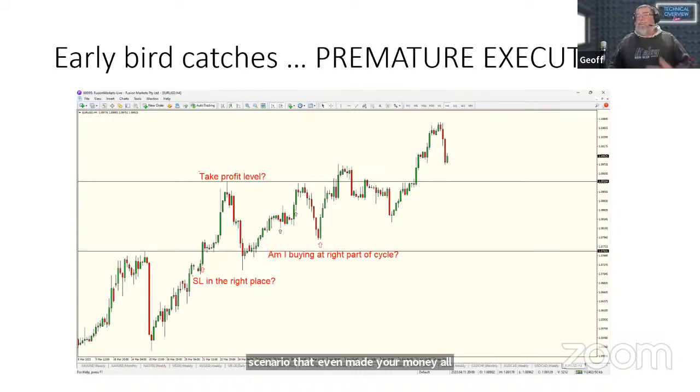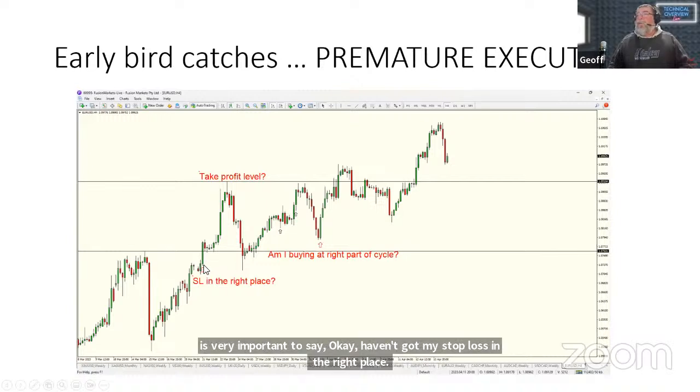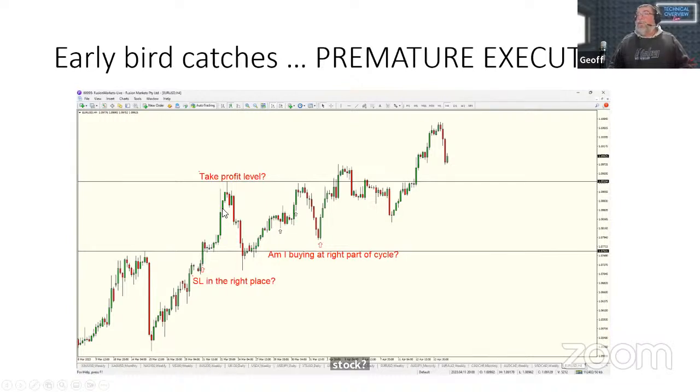And that's the important thing. Your journal's very important, but also your checklist is very important to say, okay, have I got my stop loss in the right place? If I want to trade this bar here, where am I going to put my stop loss? Underneath the bar, right? Well, fine.